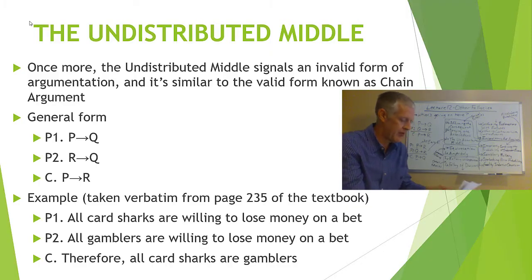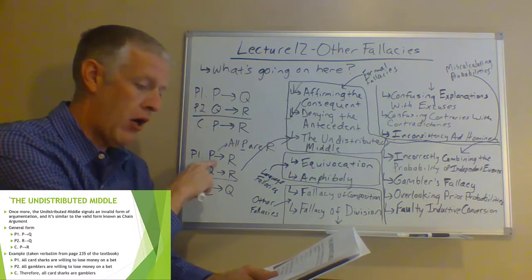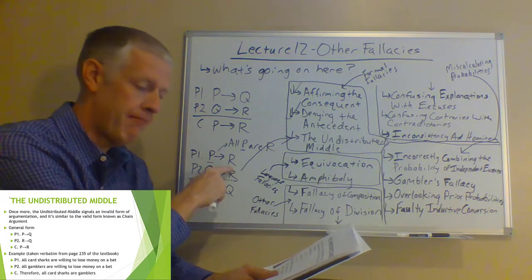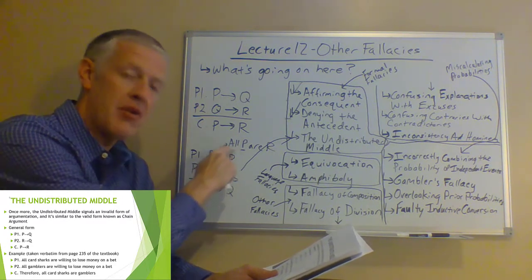So, I'll give you some examples. One at the bottom there was taken verbatim from page 235 of the textbook. Premise 1: all card sharks are willing to lose money on a bet, or if they're a card shark, they're willing to lose money on a bet. Okay, these logically are the same, right? They're saying the same thing.